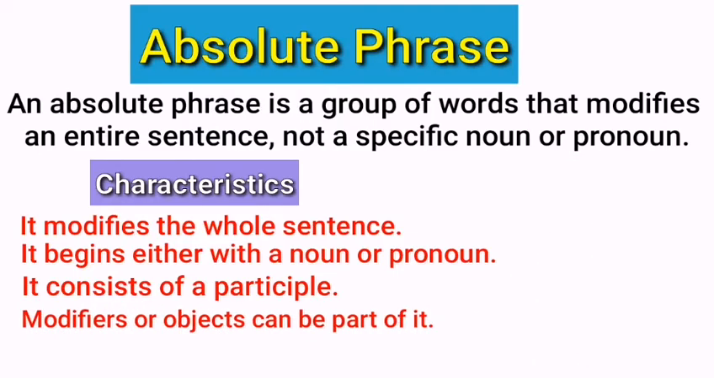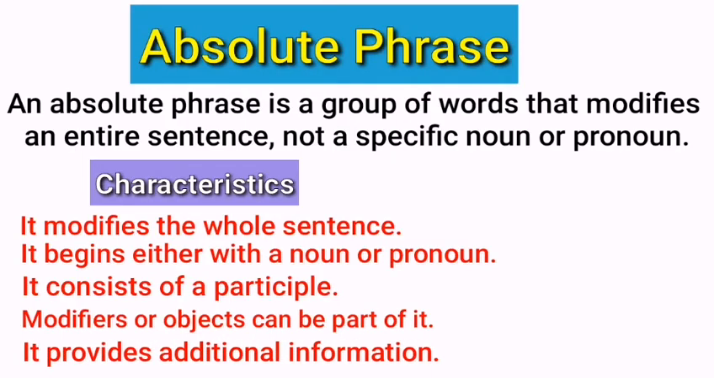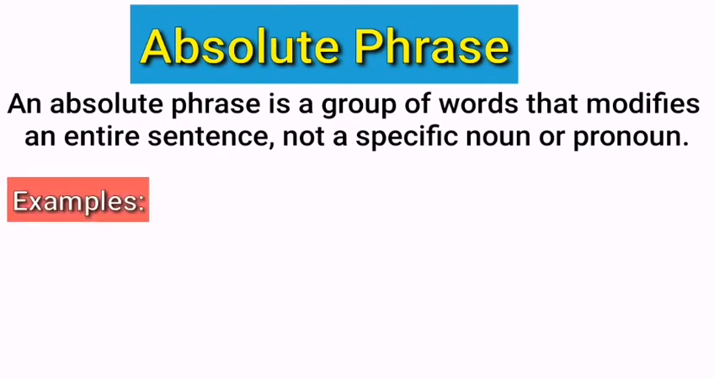Modifiers or objects can be part of it. Simply, it means that an absolute phrase will have a noun or pronoun and a participle and modifiers or an object, and it will modify a whole sentence. It provides additional information. It means that an absolute phrase is a kind of phrase that provides additional information to the sentence and, if you put it aside from the rest of the sentence, then the sentence will still give complete meaning. Well, just look at these examples.